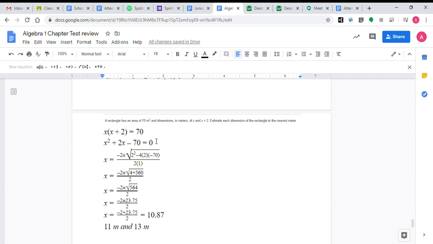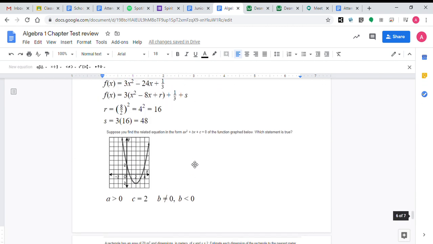Here is a nice equation that you do x times x plus 2 because I'm finding area, so I'm multiplying the dimensions, and then I use the quadratic formula to end up getting 10.87. It says to the nearest meter, so that would be 11, sorry, and then I would add 2 to get 13.